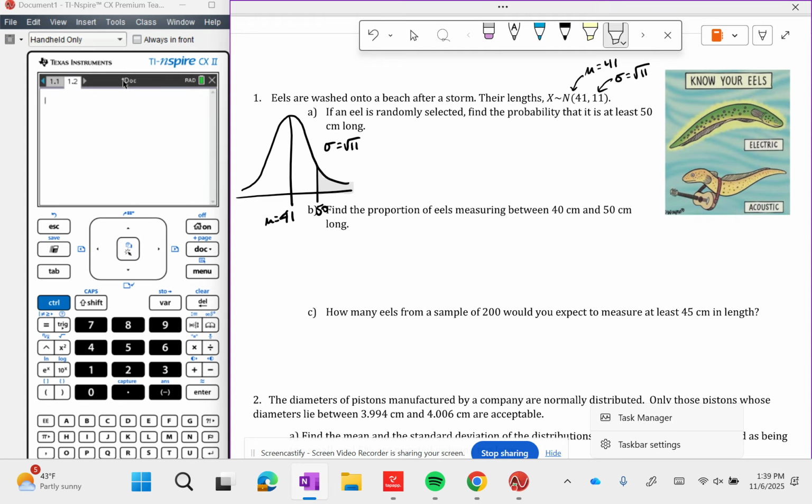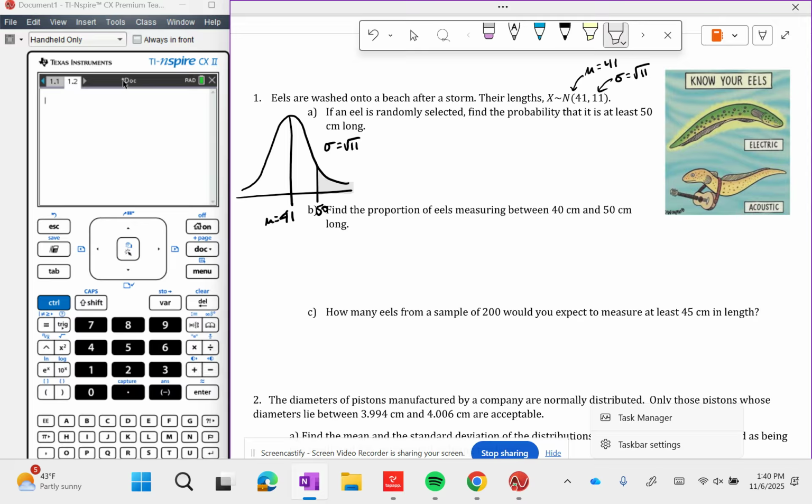Do you always just shade what you're looking for? Because last year, Carl told us to only ever shade the tail. I know that's maybe a way of simplifying it. Could you have shaded either side, depending on what it asked you? I believe he taught you Z-scores, but with a table, scanned from the area from the left. So you had to shade from the left up? No, you always have to shade the tail, the shorter part, not the middle part.